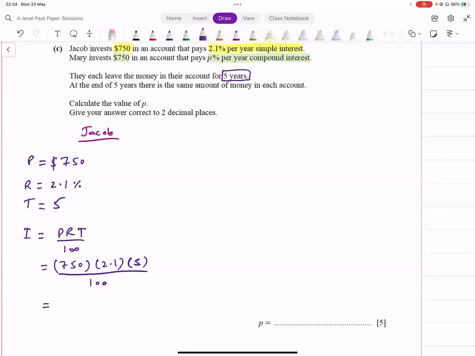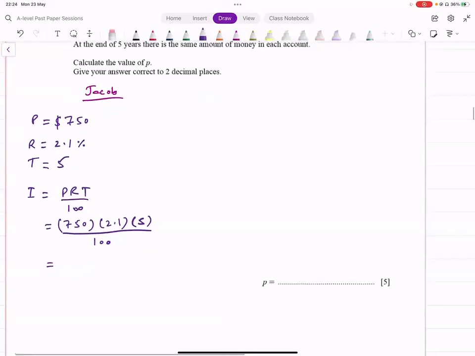Let's figure out what this is. 750 into 2.1 into 5 divided by 100. This turns out to be 78.75 for me. ये मेरे पास interest amount आ गई.